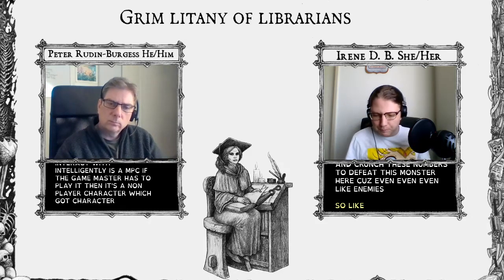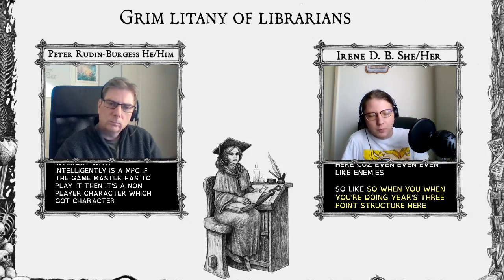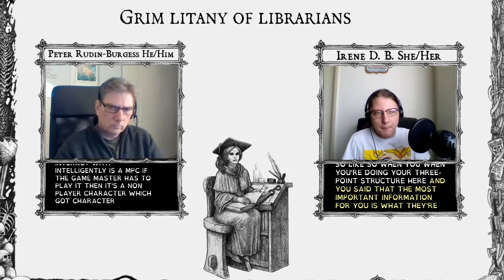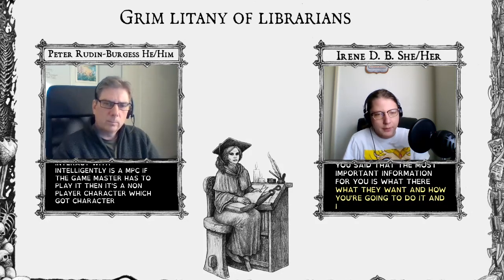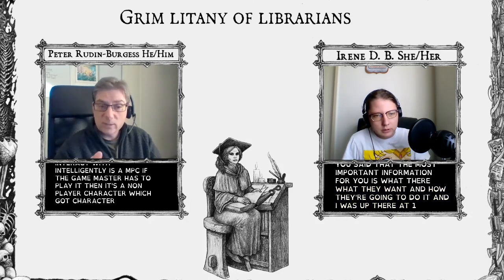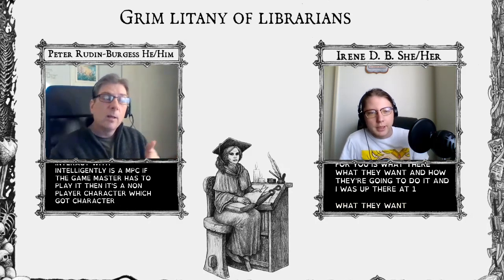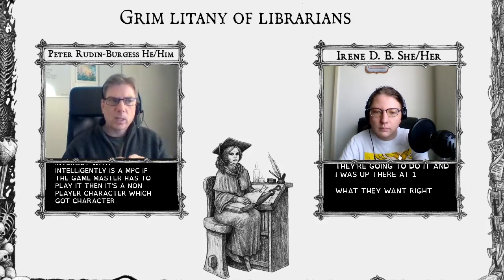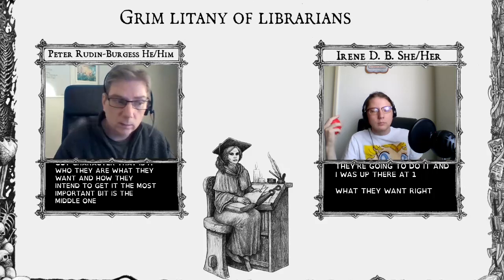So when you're doing your three-point structure here, you said that the most important information for you is what they want and how they're gonna do it. And what was that third one? It's who they are, what they want, and how they intend to get it. The most important bit is the middle one, because I'm quite happy for any game master to change who they are.